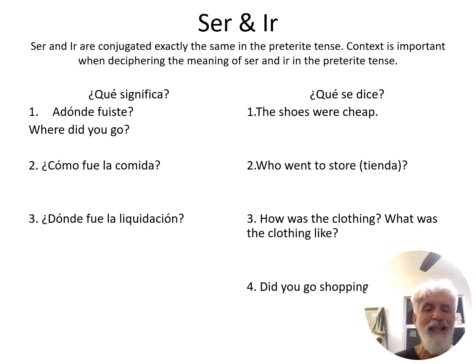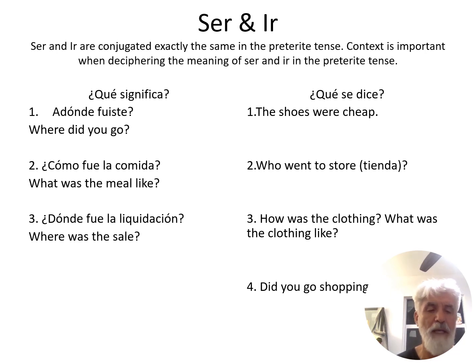¿Cómo fue la comida? So now we're using como in the verb ser. ¿Cómo es él? ¿Cómo es ella? What are they like? Now it's the verb to be. ¿Cómo fue la comida? What was the food like? What was the meal like? And then look at 3. ¿Dónde fue la liquidación? Or we could say, ¿Dónde fue la clase? Now we're using ser. Where was the class? Okay, we didn't use a dónde, we used dónde. So we know it's not ir, it's got to be ser.